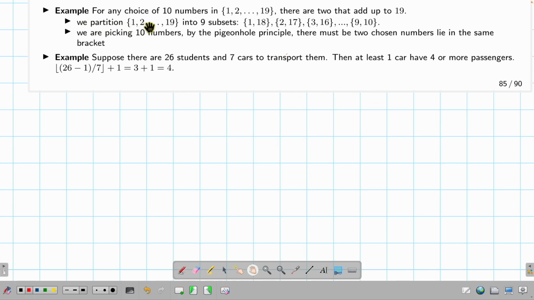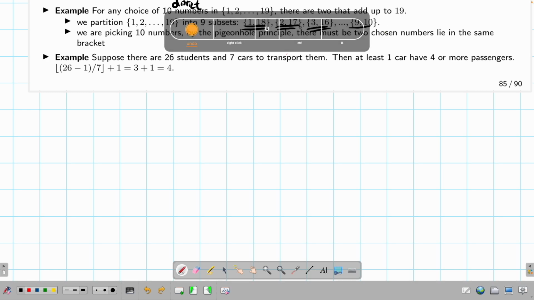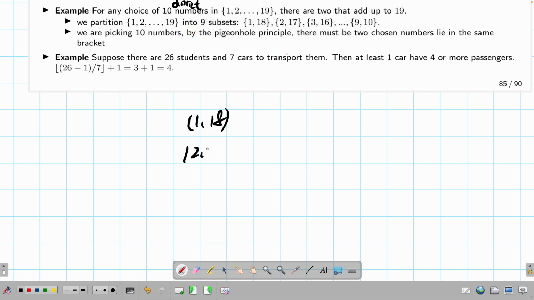Consider this example. For any choice of 10 numbers from 1 to 19, there are 2 that add up to 19. I should make it clear: it should be any 10 distinct numbers. Distinct means you have to choose any pair with no repetition. You can see each of these pairs adds up to 19. So I have 1 and 18, 2 and 17, 3 and 16, and so on. How many of them? I have 9 of them.